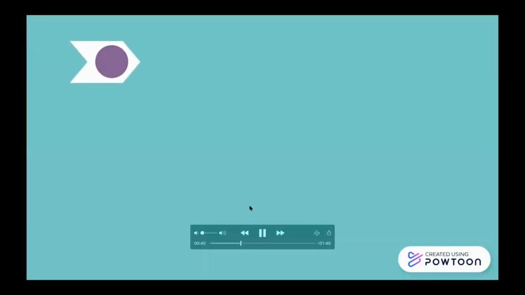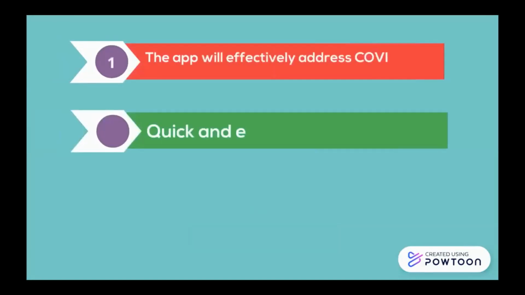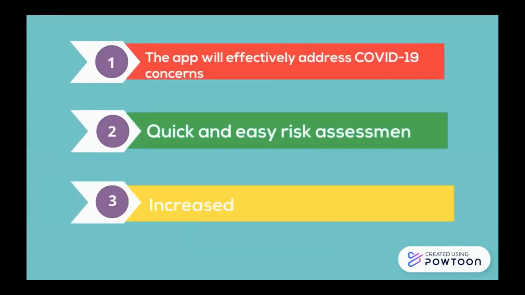More on why this is an important product during these times: the app will effectively address any concerns that users have within seconds about the situation, because the pandemic is obviously a very worrisome time. People like you and me, teenagers or maybe even older people, will be pretty concerned. In addition, you get quick and easy risk assessments as well as increased safety. The safety part is something I really want to emphasize because that's our sole motive.